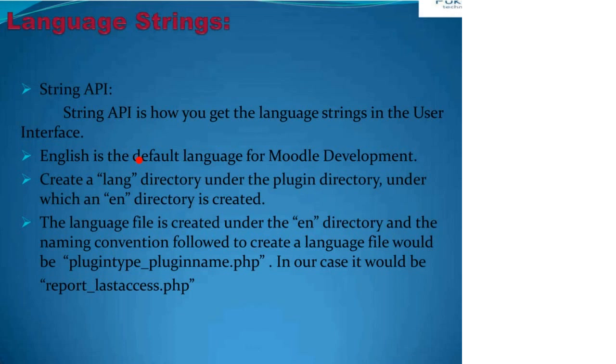Hope you remember we created a DB directory so far under your plugin directory, and inside the DB directory we have install.xml and access.php. Now we are going to create a directory called lang under your plugin directory, which comes under last access. You'll have DB and lang directories. Under the lang directory we are going to create a directory called EN, which stands for English, and under that we are going to create a language file. Again, the naming convention would be plugin type underscore plugin name.php. Our plugin type is report and your plugin name is last access, so it's report underscore last access.php.